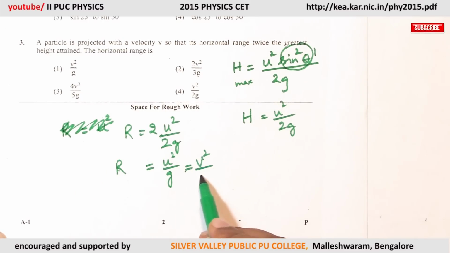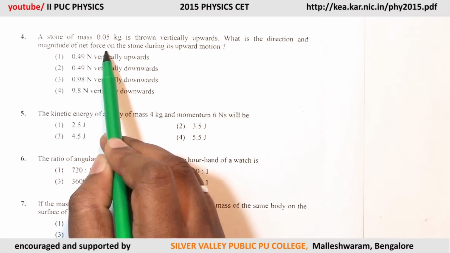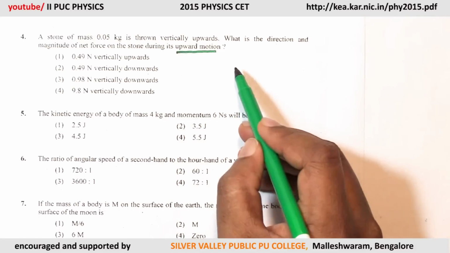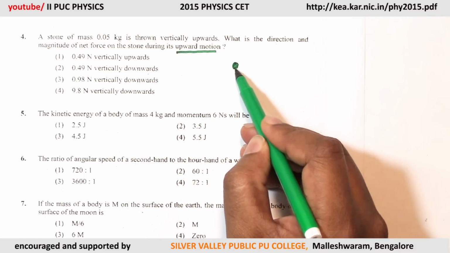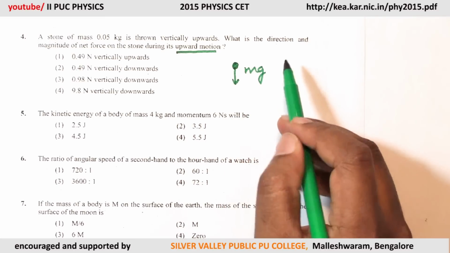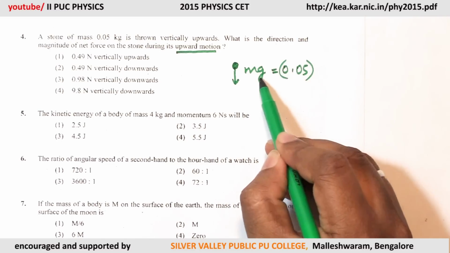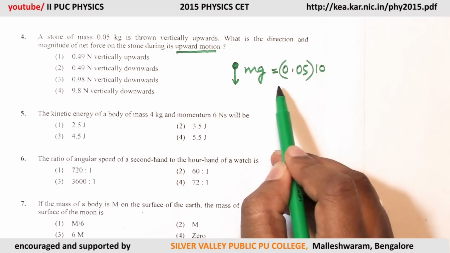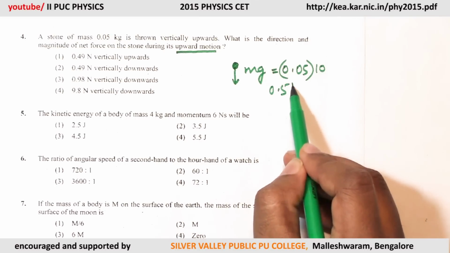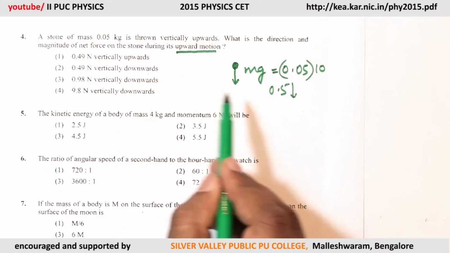A stone of mass 0.05 kg is thrown vertically upwards. What is the direction and magnitude of net force on the stone during its upward motion? Upward motion or downward motion? If this is the stone, then direction of force is always down and it is equal to m into g. M is 0.05, g approximately 10, product of these two is 0.5, vertically downward. Closer to this option.